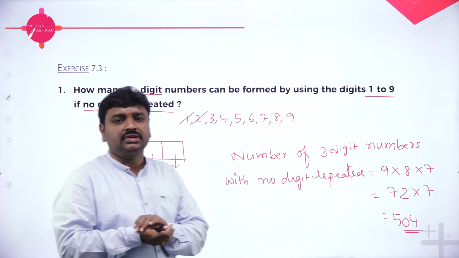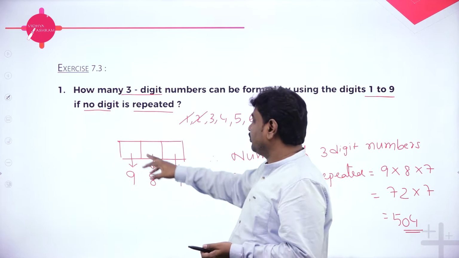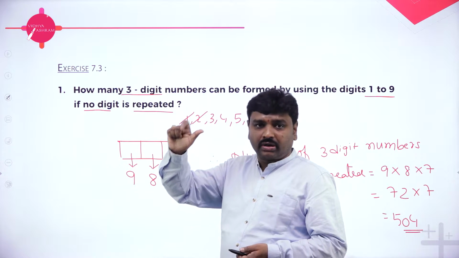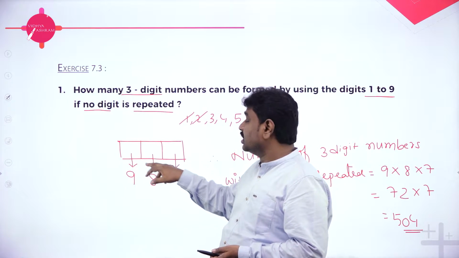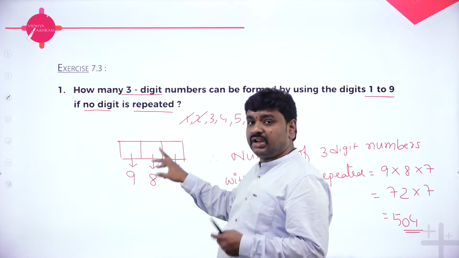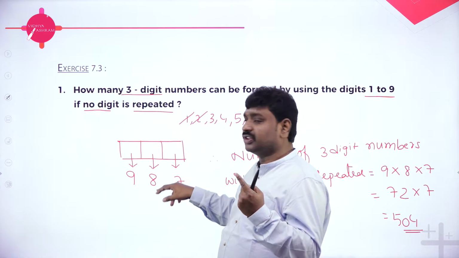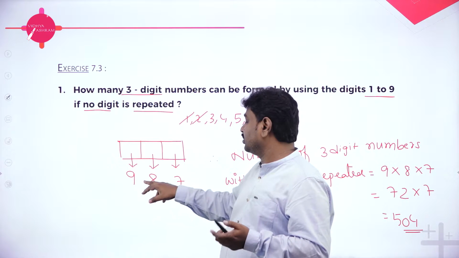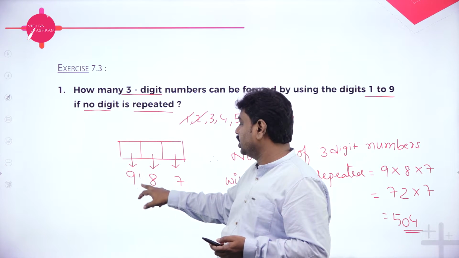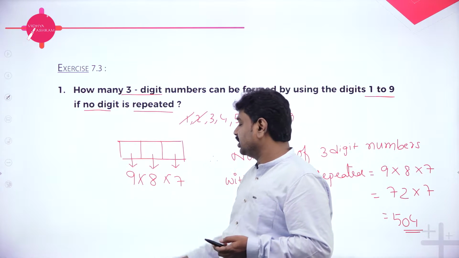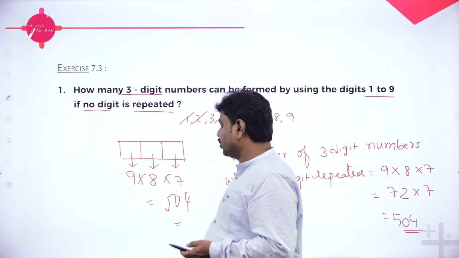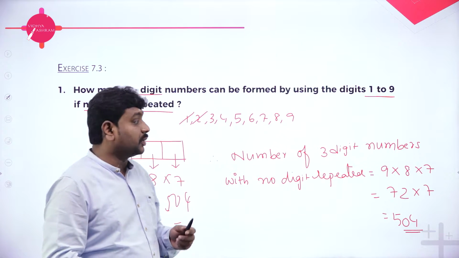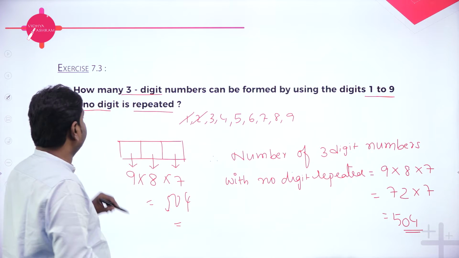So what is the logic here? The first box can be filled in 9 ways, which means you can fill 1 or 2 or 3, like that, 9 ways you can fill the first box. For the second box, after you fill any one, we should not repeat, so 8 ways are there. The third box will be filled in 7 ways. Fundamental principle of counting: 9 into 8 into 7. That gives you 504. So 504 different numbers without repeating the digits can be formed.